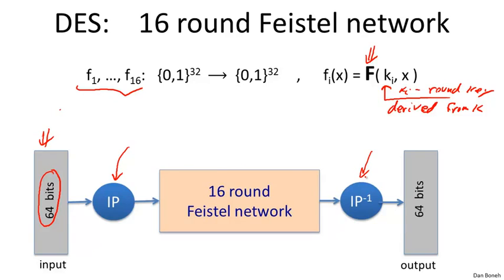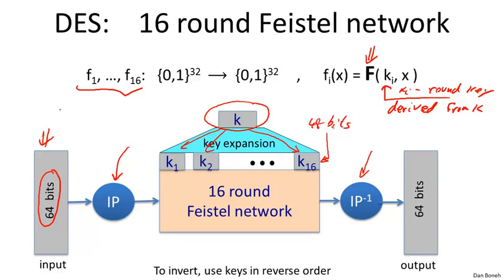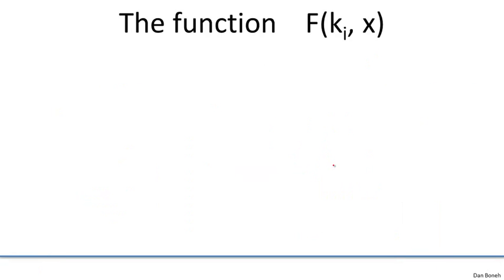Okay, now as we said, there's a key expansion step, which I'm not going to describe. But basically this 56-bit DES key is expanded into these round keys, where each round key is 48 bits. Okay, so we have 16 48-bit round keys, and they're basically used in the 16 rounds of DES. And then when you want to invert the cipher, all you do is you use these 16 round keys in reverse order. Okay, so now that we understand the DES structure, the only thing that's left to do is specify the function capital F.